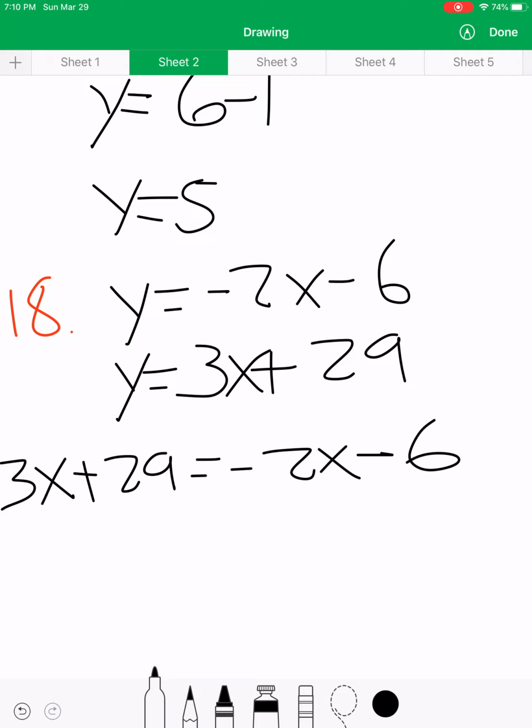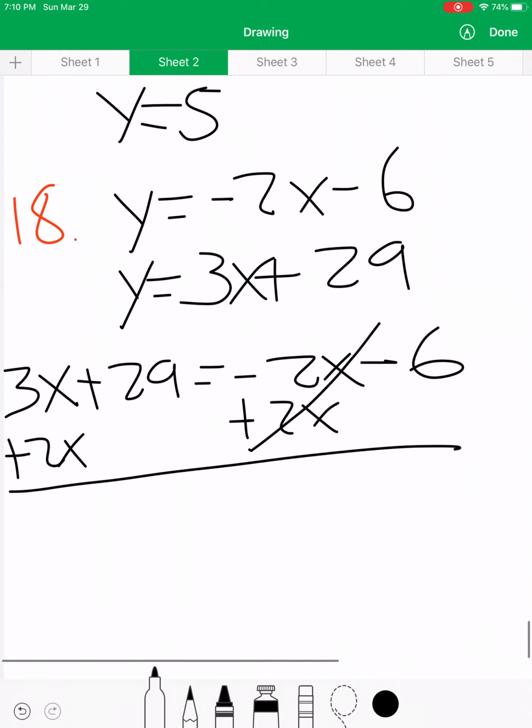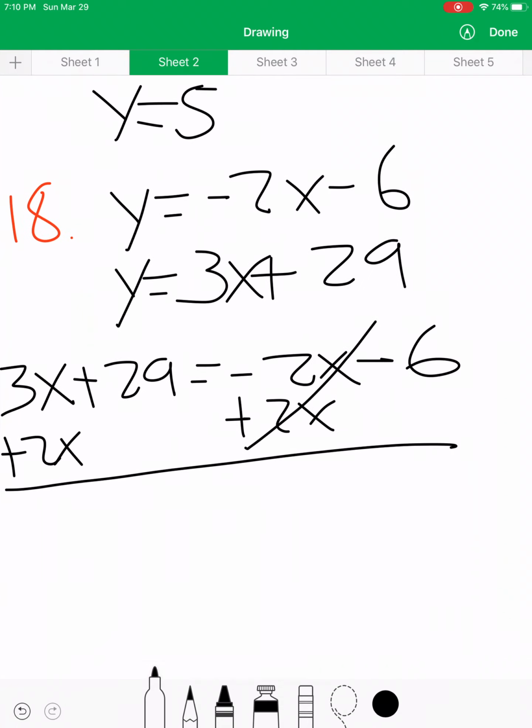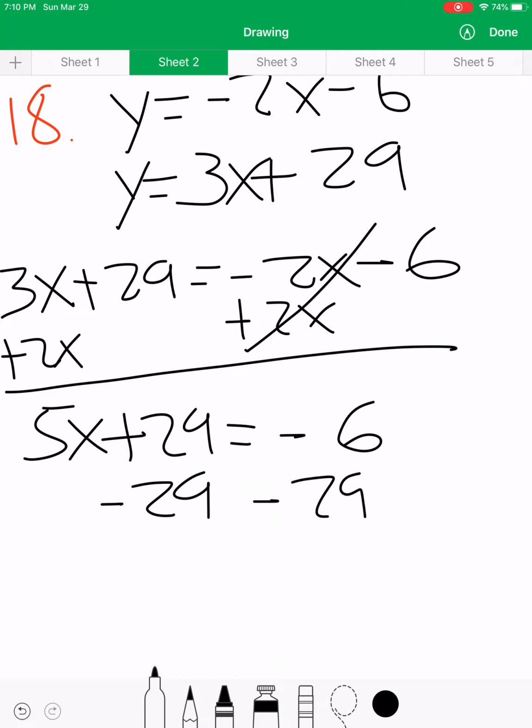I always like to make sure that my variable remains positive if I can. So to do that, I'm going to move the negative 2x by adding 2x to both sides of the equation. Those go away. Go back to the left side of the equation, add my like terms, 3x plus 2x. 5x plus 29 equals negative 6. We have to move the number without the variable, so that's going to be this positive 29 on the left side. Minus 29, minus 29.